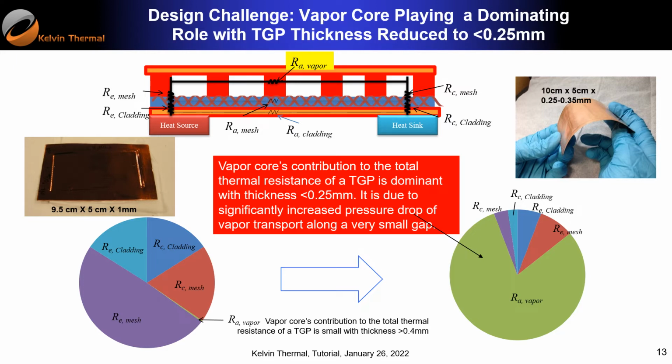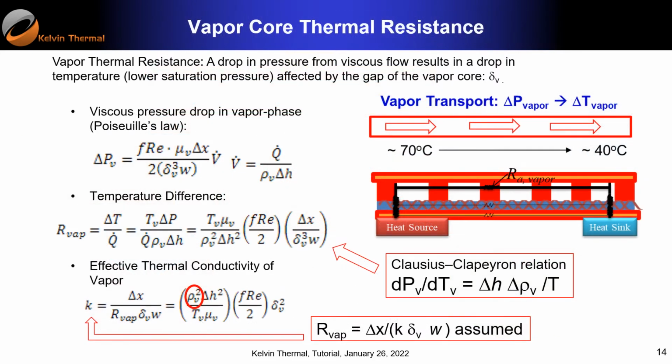So what is this vapor core transport? We studied this vapor transport in two parallel plates. It's a porous flow. So we study vapor transport from, for example, high temperature to low temperature, and we can calculate pressure drop. Then from the pressure drop, because this is water vapor, there's a Clausius-Clapeyron relationship. So this is thermodynamics. Saturation pressure and saturation temperature have a relationship. So from the pressure drop, we can derive temperature drop. They are related.